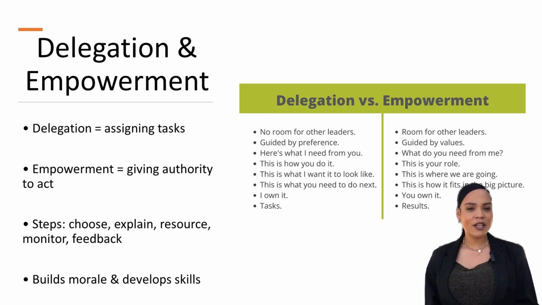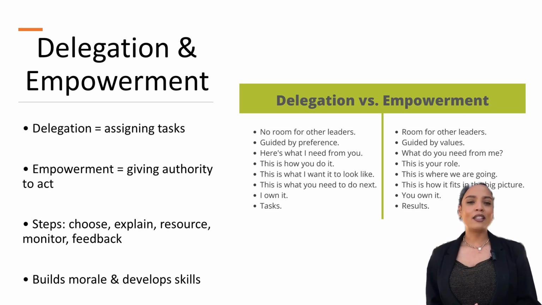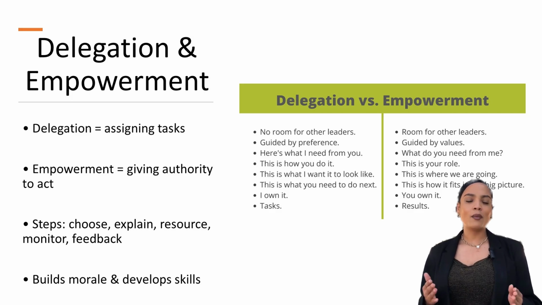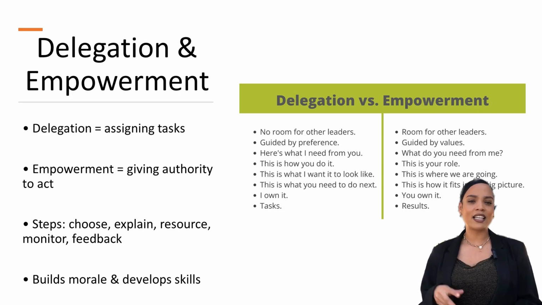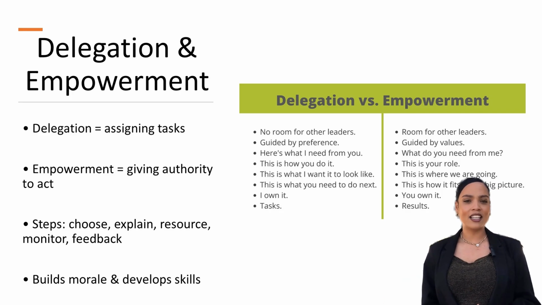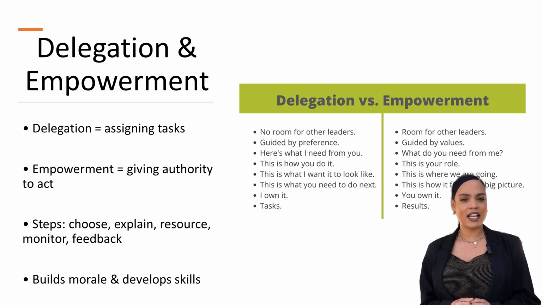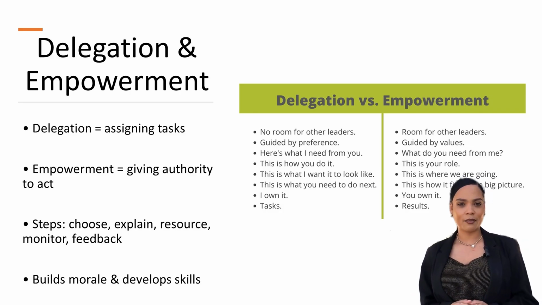Steps I follow when delegating: 1. Choose the right person for the task. 2. Explain the objectives clearly. 3. Provide resources and authority. 4. Monitor progress without micromanaging. 5. Give feedback and recognition. Example: I delegate machine inspections to senior operators, empowering them to make real-time safety decisions.